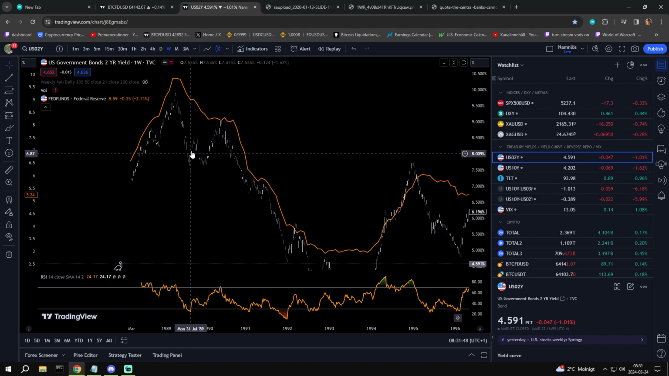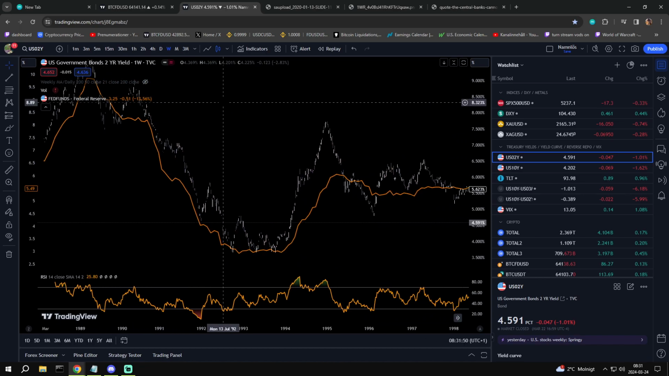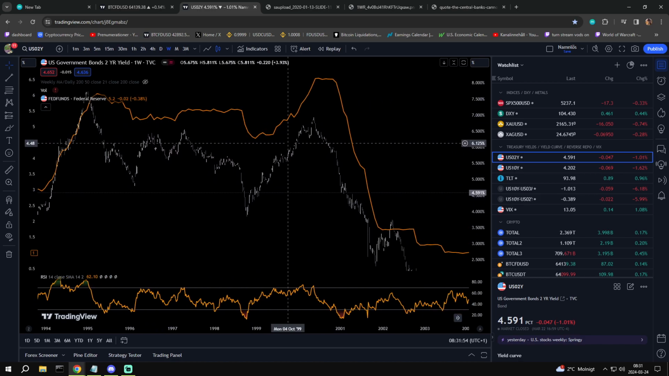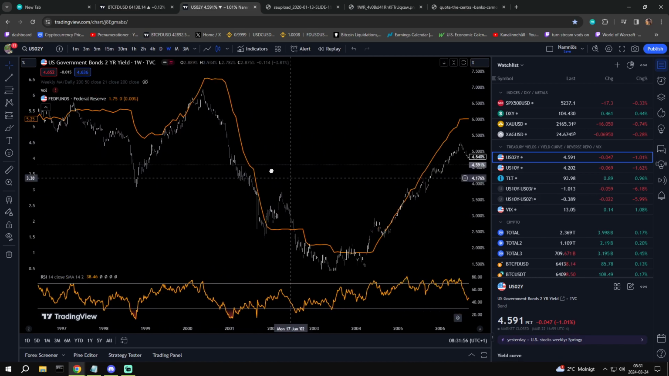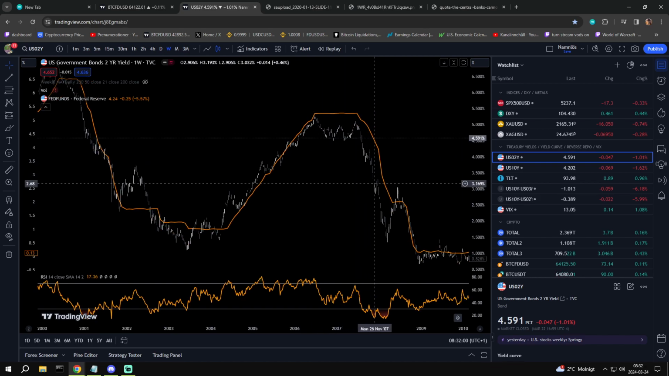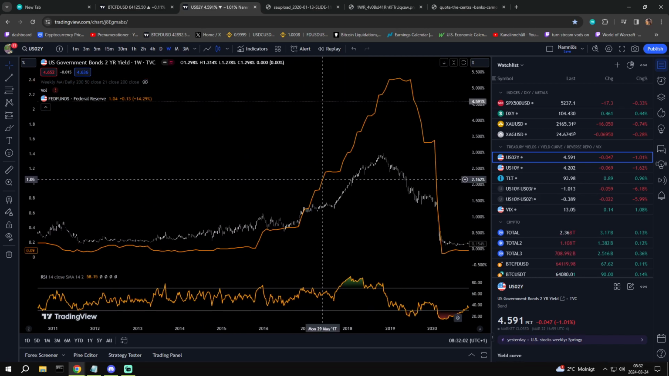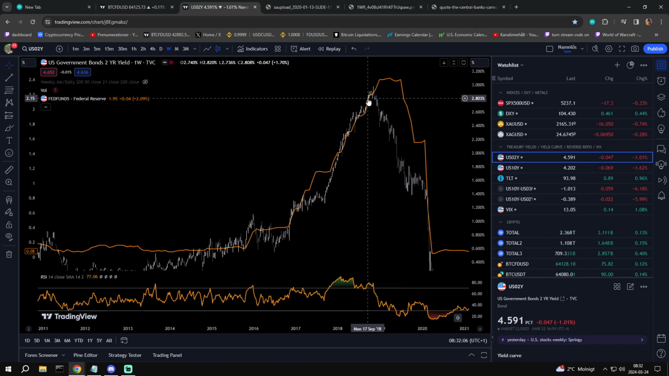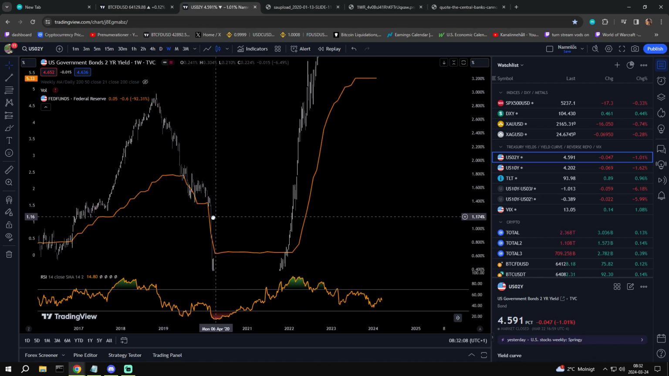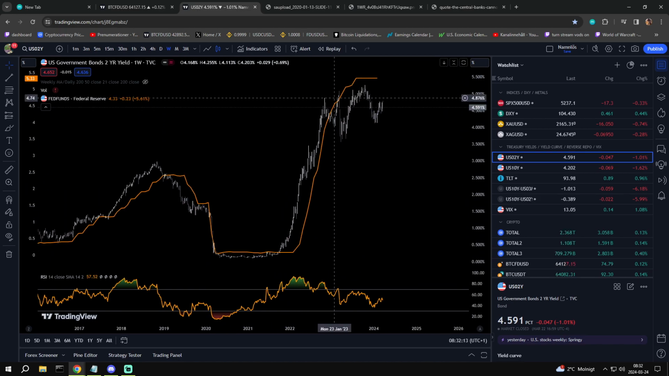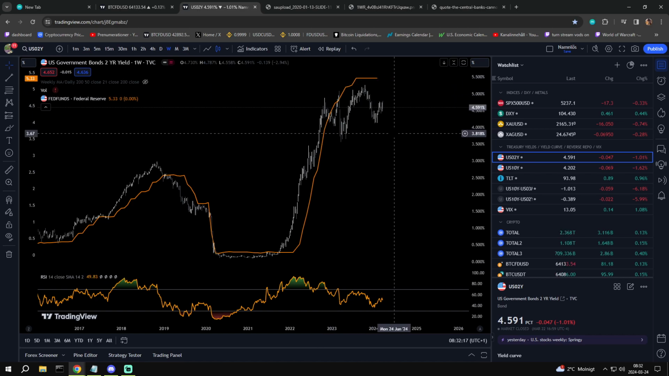You can see when the regular candles came down, the orange comes down after. When the regular candles go up, this goes up after. Regular candles go down, the Fed funds follows. Regular candles go up, Fed funds follows. And the same thing over here. And then as the 2-year starts to go sideways, so does the Fed funds rate.